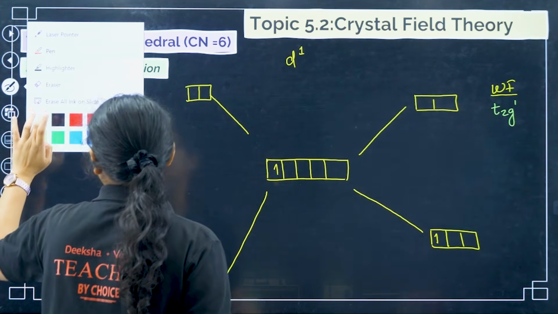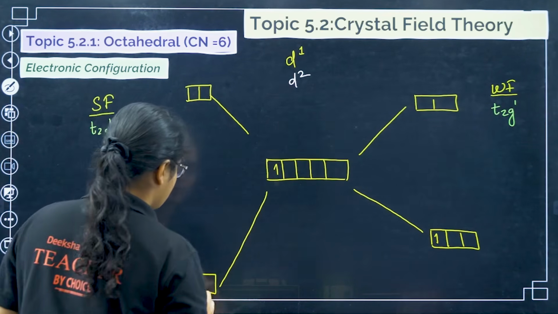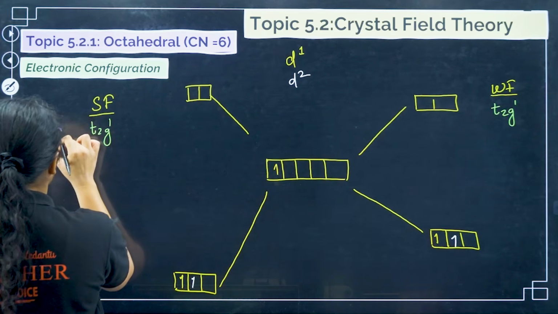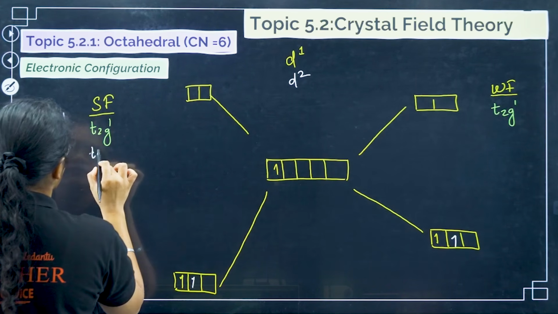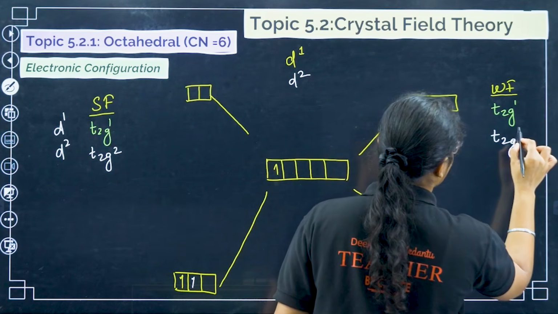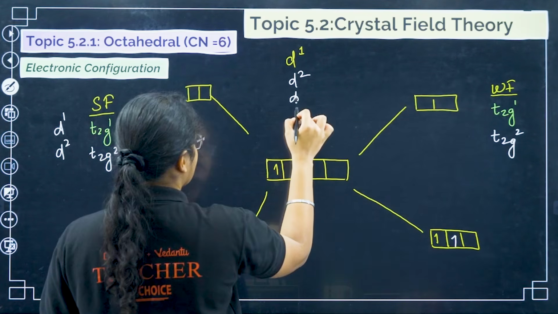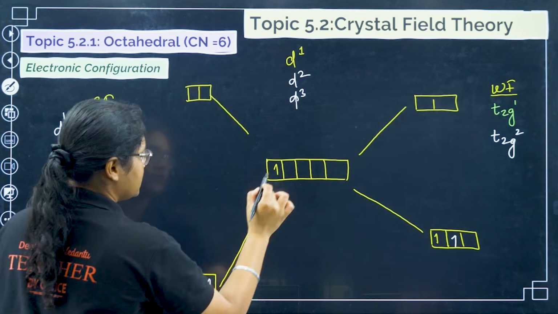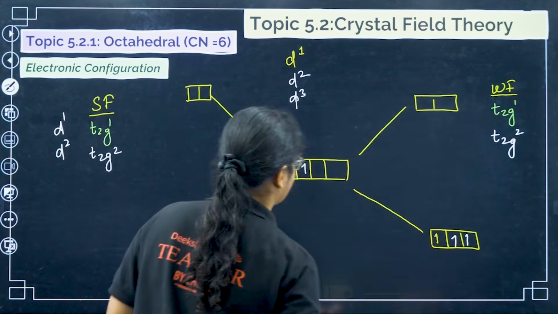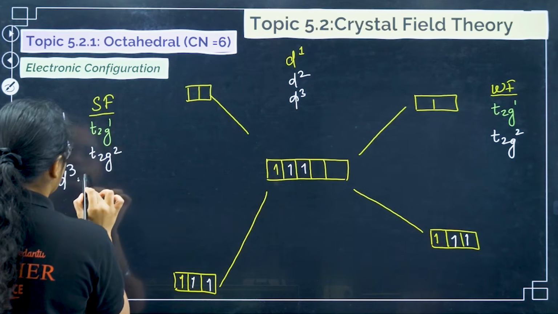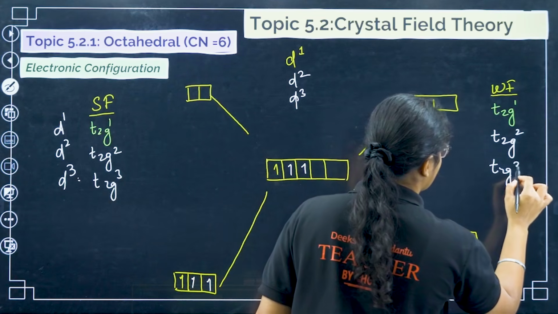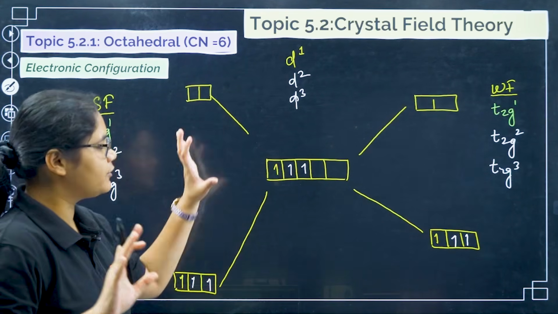Now let's talk about d2. When I have d2, one more electron will come here, and in d2 here also one more electron will come. So for d2 the configuration will be t2g2, and here also it will be t2g2. Now coming to d3. For d3 we have one more here, so here also I have got d3. One more electron will come here, so for d3 I can write t2g3, and here also I can write t2g3. Till here it was very simple.